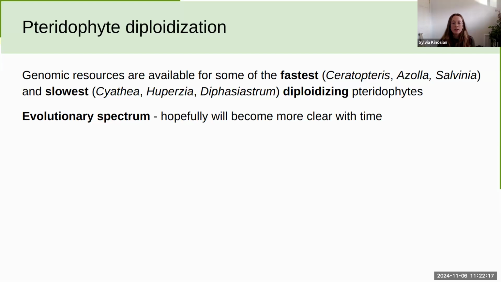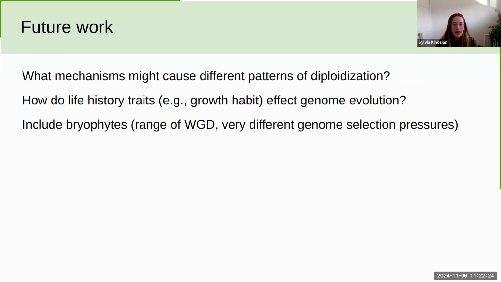Hopefully with some more of this, the pattern of diploidization rate and mechanism will become a little bit more clear with time. And then looking towards the future, I'd really love to look at what mechanisms are actually causing these different patterns of diploidization. So perhaps looking at things like the dynamics of meiosis between homosporous versus heterosporous plants. And then looking at how life history traits, so something like growth habit, might affect genome evolution. It's known that these can affect molecular evolution rate, so perhaps they're doing something with genome evolution as well.